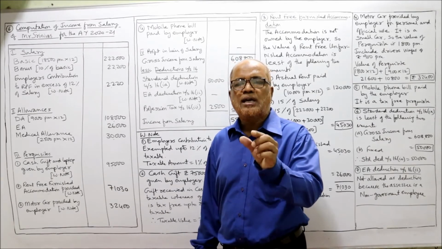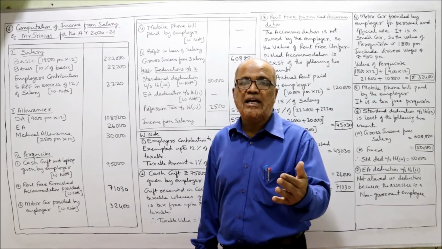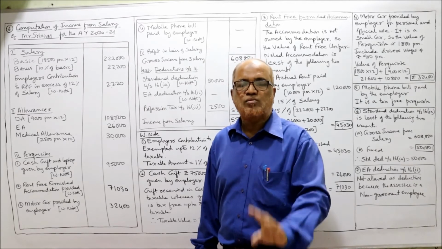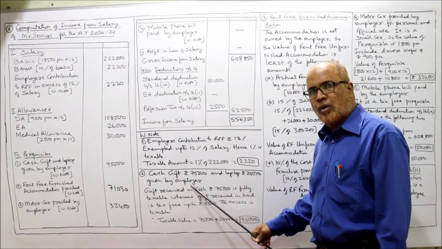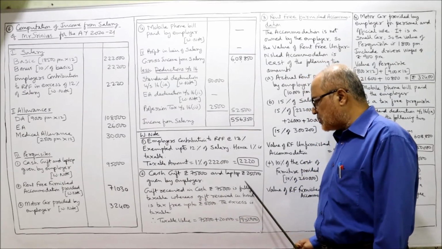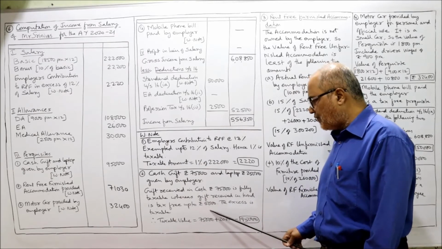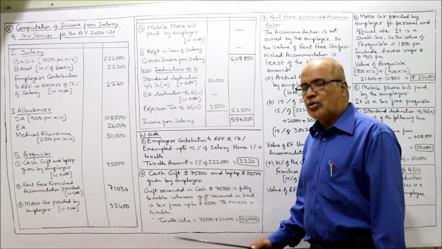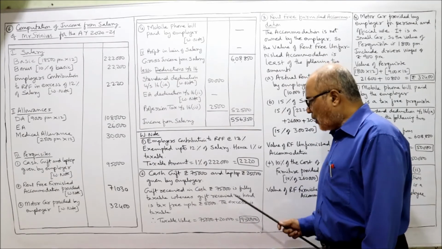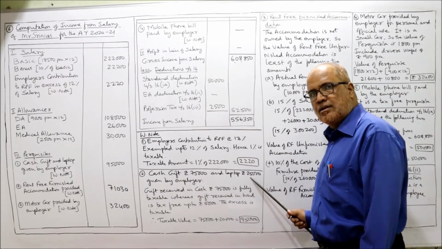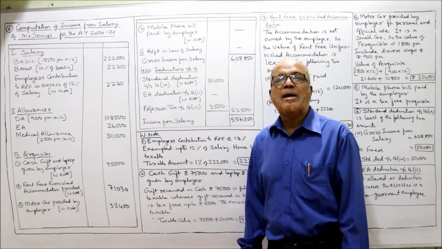Cash gift and laptop given by the employer. Just now I told you, a cash gift given by the employer is fully taxable, whereas a gift given in kind is exempted up to 5,000 and the excess will be taxed. So here in the working note, a cash gift of 75,000 and a laptop of 25,000 were given by the employer. The gift received in cash, 75,000, is fully taxable, whereas the gift received in kind is tax free up to 5,000, the excess is taxable. The taxable amount will be 75,000 full amount plus 20,000. So out of 25,000, 5,000 is exempted and 20,000 is taxable. So 95,000 rupees is the value of the perquisite.